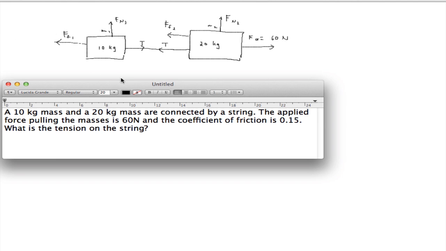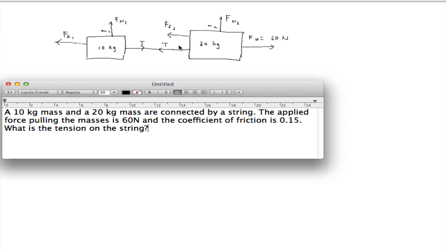Okay, so for this question, I already drew the diagram. So we have our 10 kilogram mass here, the tension of this string against it, and its force due to friction going in the opposite direction of the motion. And for mass 2, which is the 20 kilogram mass, we have your applied force going that way, and we have our tension and also our force due to friction going the opposite direction of applied force.